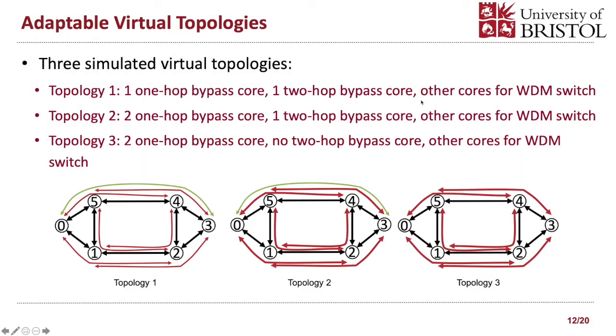Here we show the different network topologies by configuring different bypass cores. In topology 1, for each node, we only allocate one 1-hop bypass core and one 2-hop bypass core. In topology 2, each node has two 1-hop bypass cores, or one 1-hop and one 2-hop bypass core. In topology 3, each node only has two 1-hop bypass cores. So these are three different topologies.